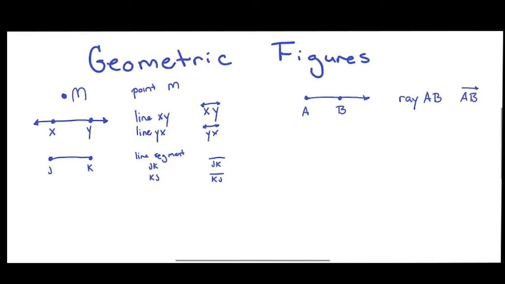And the last figure we're going to talk about today is the plane. Okay? A plane is a flat surface. It has no thickness, but it's drawn like this. And we're going to name it with 3 points, okay? How about point X, point Y, and point Z? And we would say that this is plane XYZ.